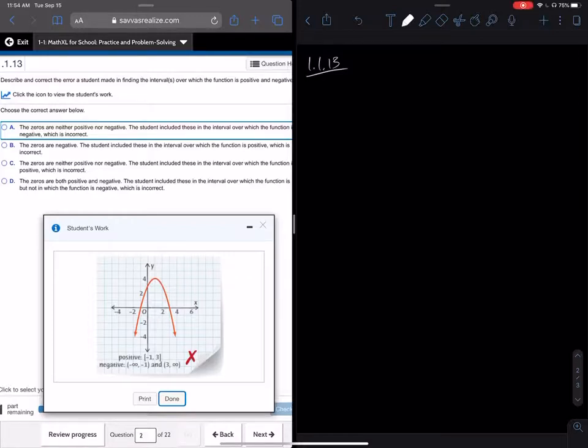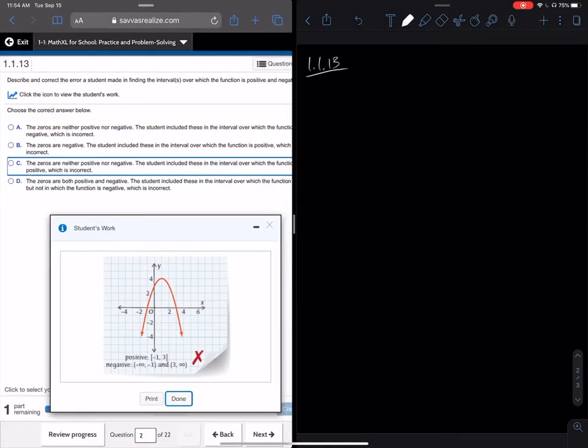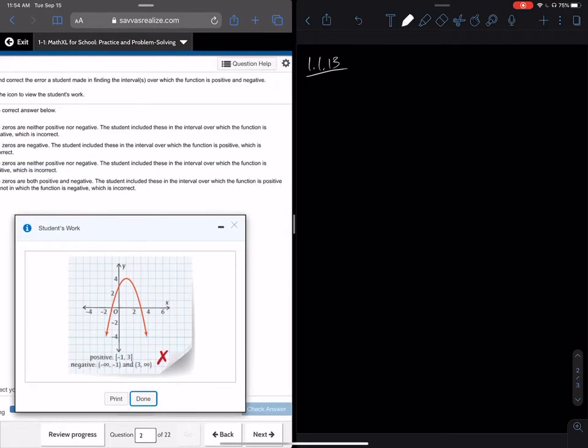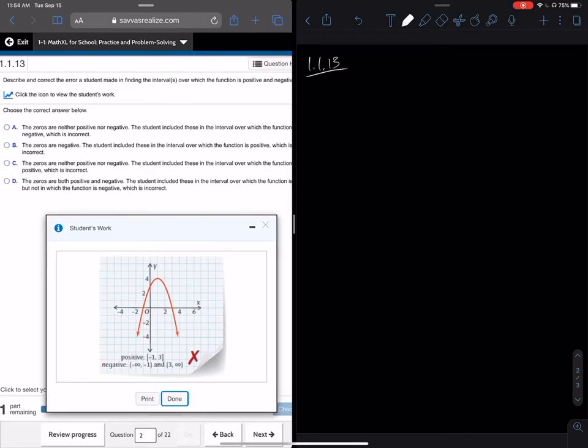All right, here we're looking at 1.1.13. So it says describe and correct the error a student made in finding an interval or intervals over which the function is positive and negative. And then I have the student's work down below here. So we have this graph here.